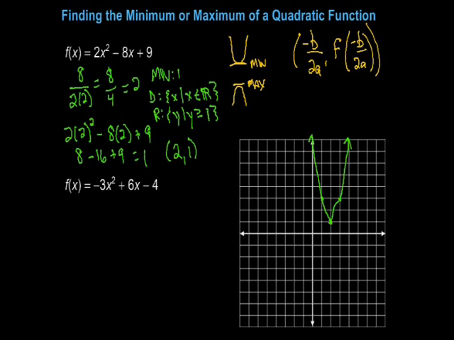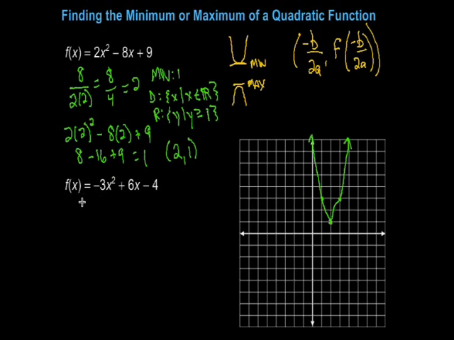In this one, we have the A is negative, so that means that the parabola is opening down, so we're going to have a maximum. Well, how do we find that maximum? The same way we find a minimum. We start by finding that vertex.